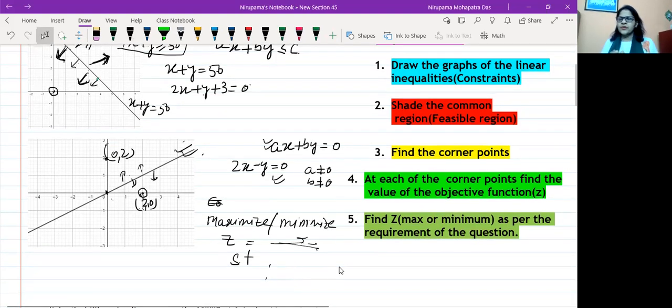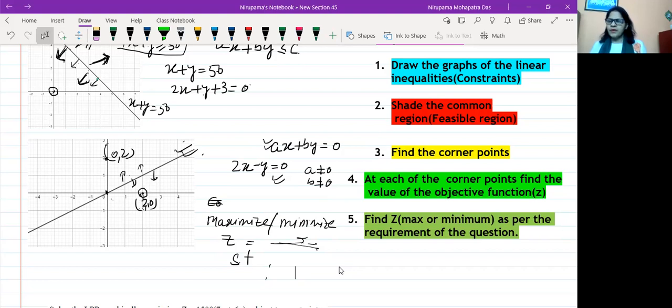First step is draw the graphs of linear inequalities. You may get 2, 3 linear constraints, so draw the graphs of all the linear inequalities given in the question. Second point is set the common region. It means after drawing all the lines, the common portion of all the inequations, the region satisfying all the inequalities, we will set that region.